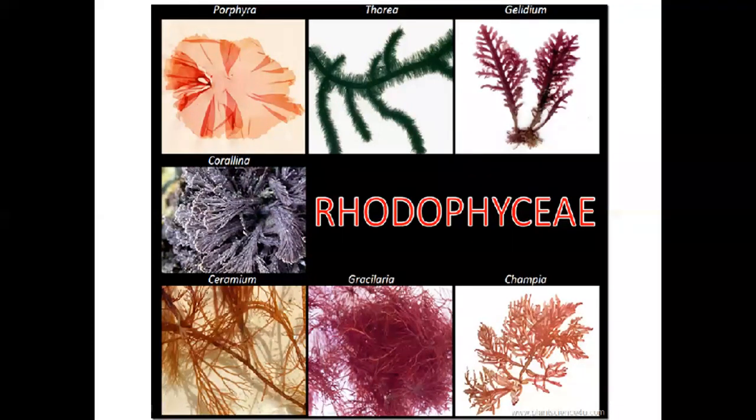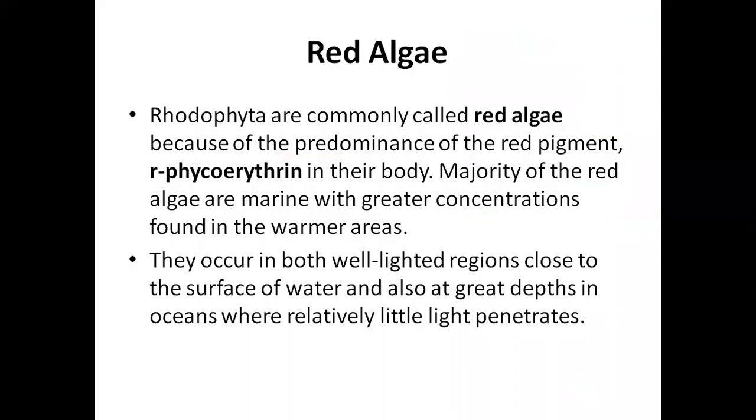That means red algae. Some common ones we can see here in the diagram: there are about 10 algae diagrams, like Porphyra, Corallina, Ceramium, Gracilaria, Champia, and Gelidium. If you see, these are red in color. So due to the presence of red color, the name rhodophyte was given, as they belong to red algae. The class name is Rhodophyta and we just call them red algae.